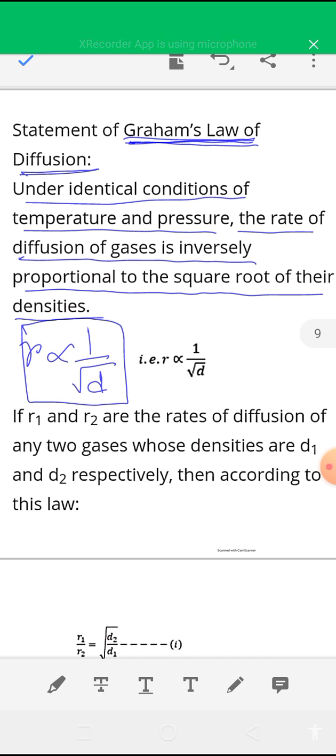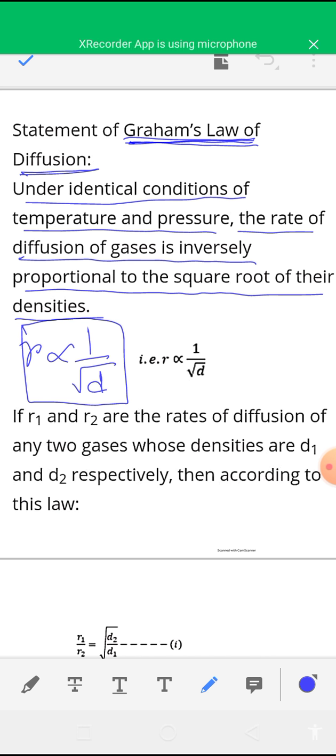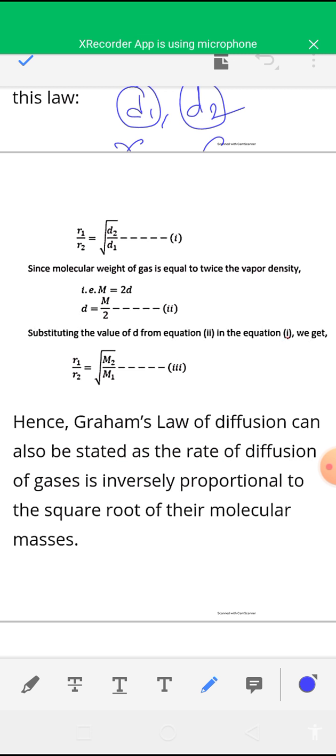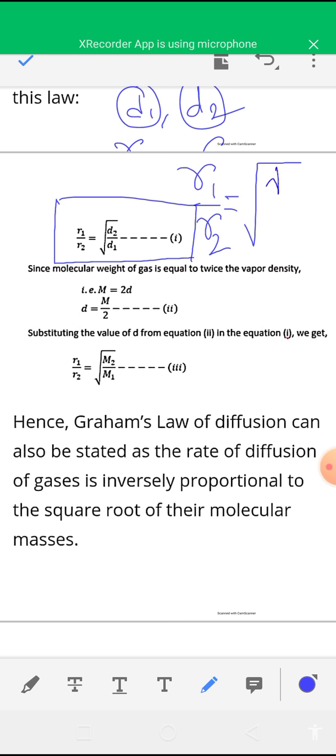Now for two gases, if their densities are d1 and d2 and their rates of diffusion are r1 and r2, then according to Graham's law of diffusion, you can write r1 by r2 is equal to root over d2 by d1. This is for two gases.